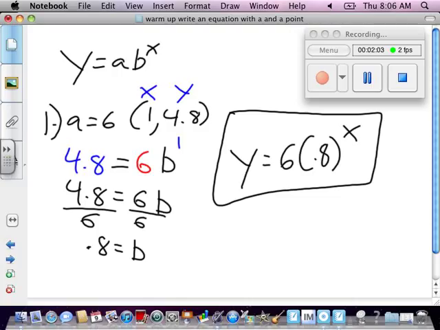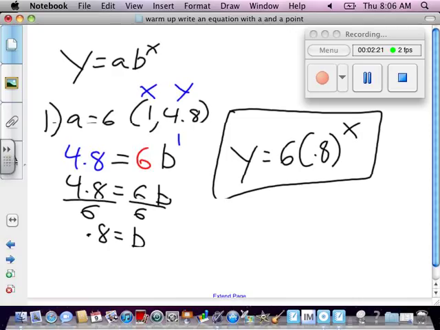Would we make that x a 1? No. Why would you do that? To the first power. Why would we do that here if we want to have an equation? I didn't know because you plugged in this. Right, because we had to solve for b.